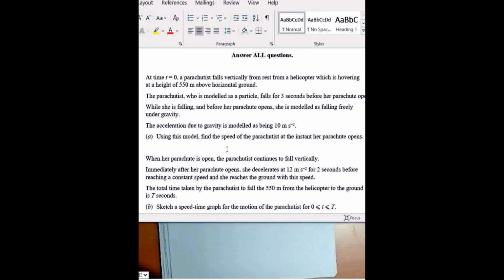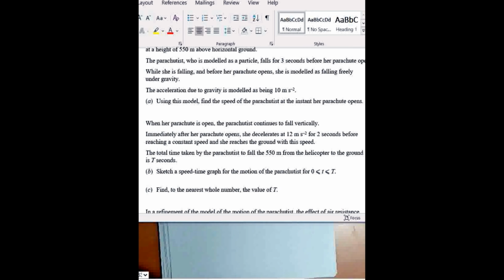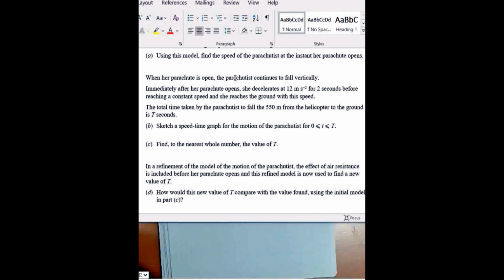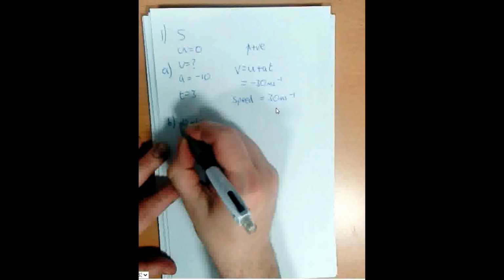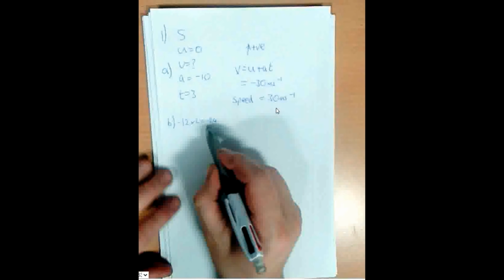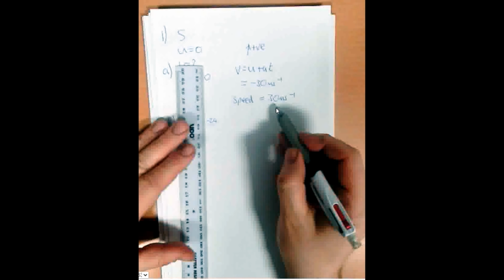Right, part B. Let's have a look at it. When the parachute is open, the parachutist continues to fall vertically and decelerates at 12 meters per second squared for 2 seconds. Sketch a speed-time graph. Well, I've got to use my brain a little bit. If I'm going at 30 meters per second and decelerating at 12 meters per second every second for 2 seconds, I'm losing 24 meters per second in total. So I'm going to go from 30 down to 6.